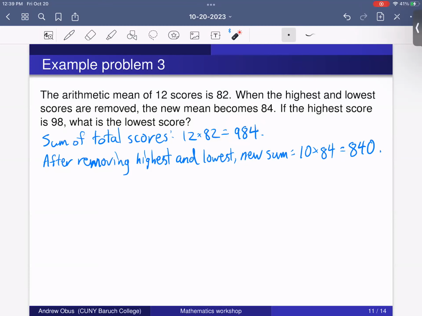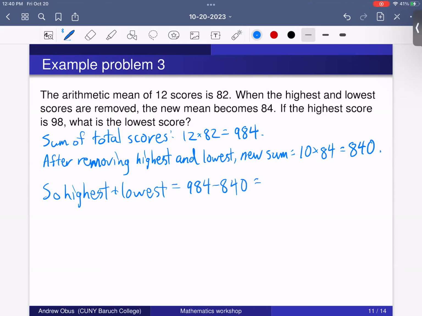Excuse me, sir. Yes, Daman? We already have the highest score. So the lowest score will be 84. So to get the lowest score, you minus 840 from 984. Right. Okay. You minus 840 from 984. Right. So then highest plus the lowest. So it's 984 minus 840, which is 144, as Daman said, right?